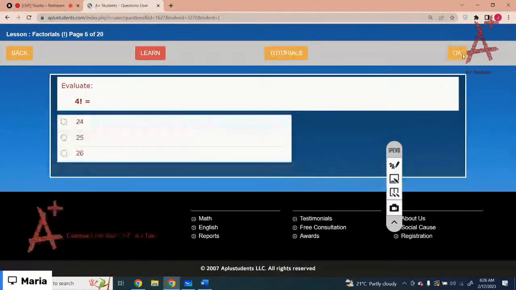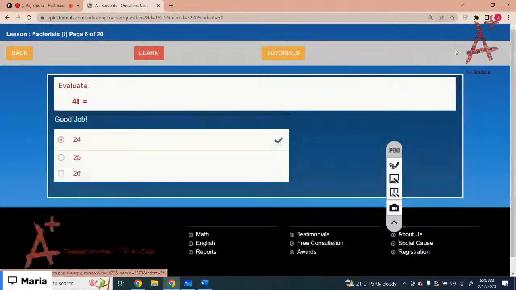Okay, the next one is 4 factorial. So 4 factorial is 4 times 3 times 2. Got it? So 4 times 3 is 12 and 12 times 2 is 24. Got it? So the correct option is 24. Just select the correct option, then click on the OK button.